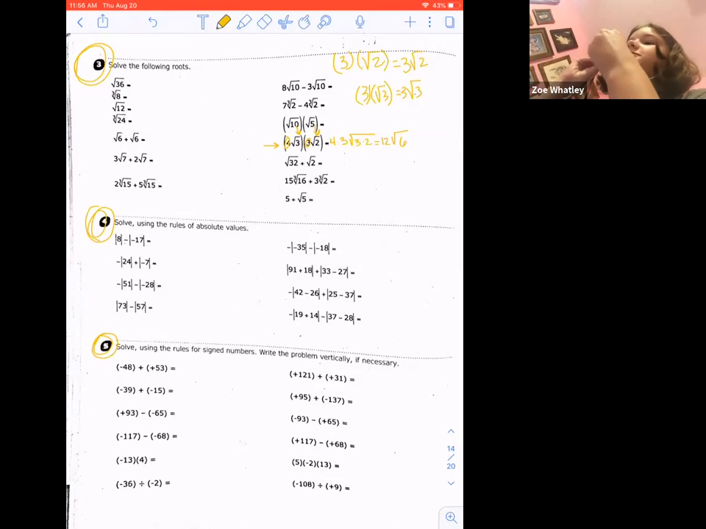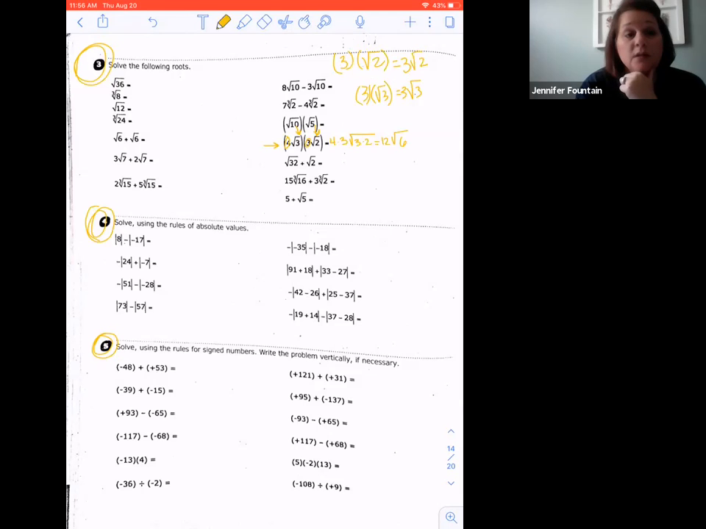Wait, I have one quick question. On activities 3, where it says the square root of 36 equals, do you want us to break it down so you can see our work, or is it okay if we just put 6? No, if you know that the square root of 36 is 6, just write 6. Okay.